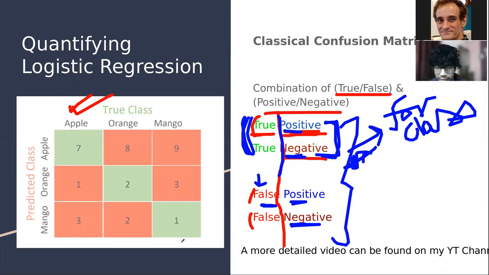Let's not write with the mouse till I get a good writing pad. Yeah, but it's comprehensible. So for Apple, you'll have a different value for true positive, true negative, false positive, false negative. So is the case for orange, so is the case for mango.